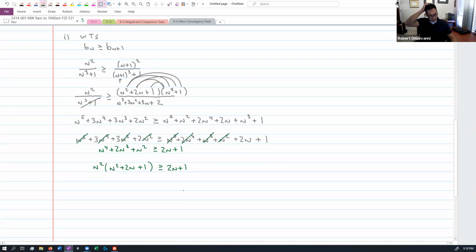All right, is this true? Let's just think about this. This is linear on the right side, so it's not going to grow very fast as n gets big. This is the 4th power. It's going to grow very quickly. Let's check it for n is 1. Let's see what we get here.